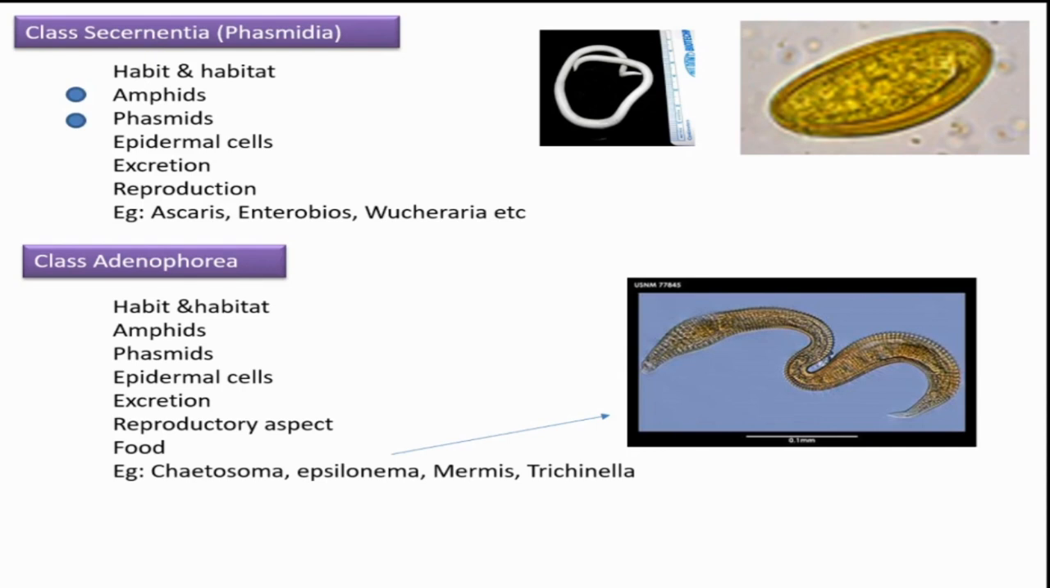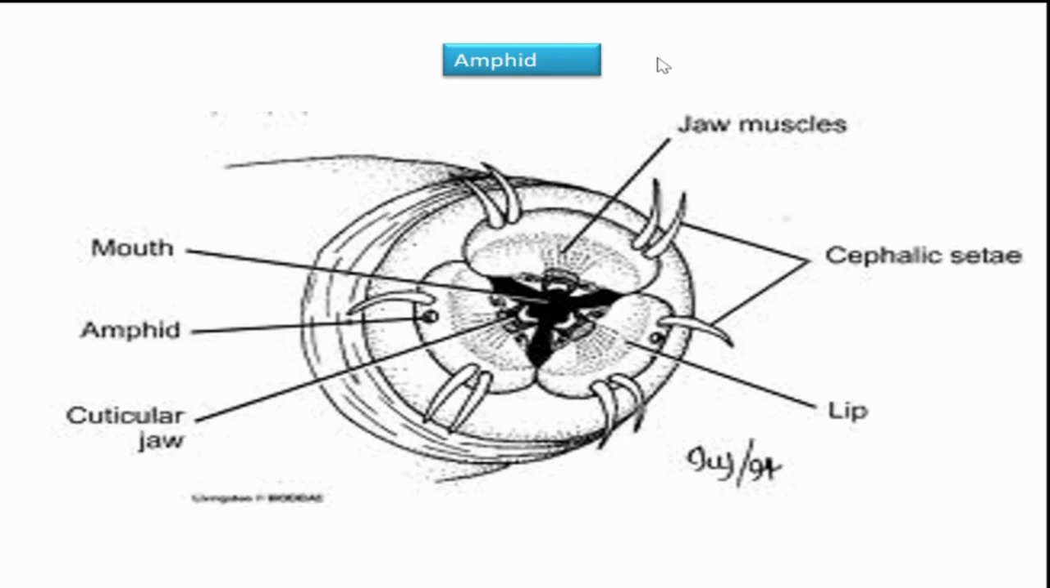Here, the first point is regarding the habit and habitat. They are mostly parasitic. Parasitic means it is exploiting its host. Then some are free living in soil and some are terrestrial also. Two important features of this class are the presence of amphids and phasmids. We need to understand what amphids are, and this can also be asked as a question. Amphids are pore-like regions located in the lateral lips.